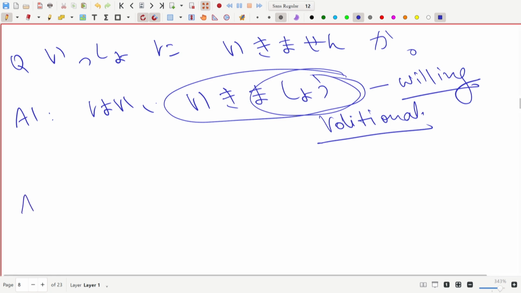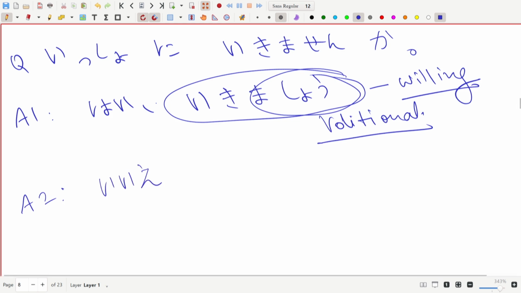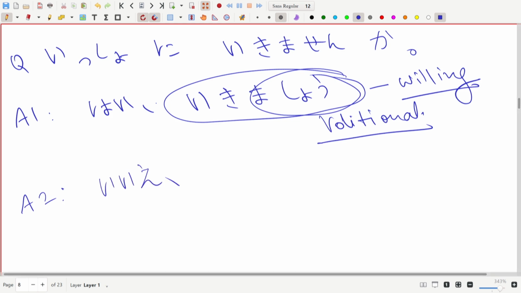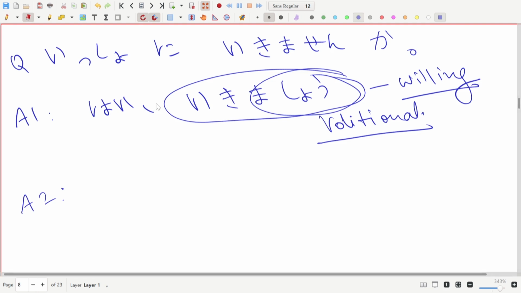But if you are not ready for that, you'll say "iie, ikimasen ka." You never reply with iie, you actually say "chotto," something like that. You never say no very upfront, very directly in Japanese. Okay, so that is the culture.